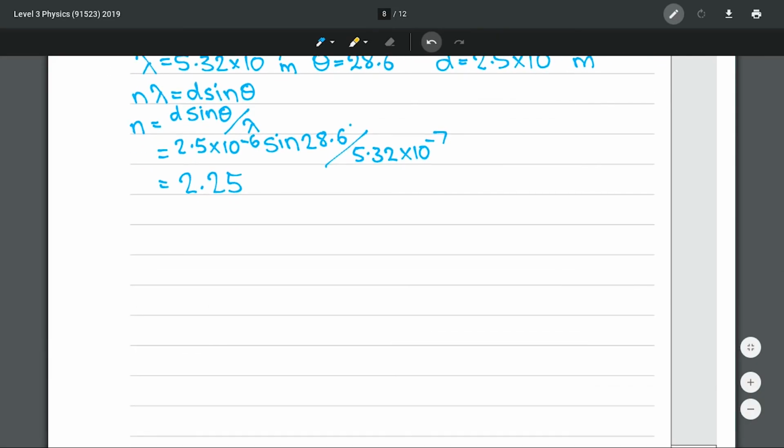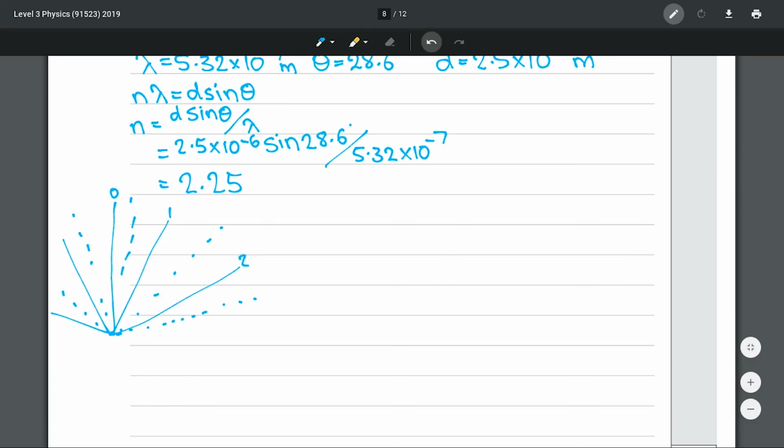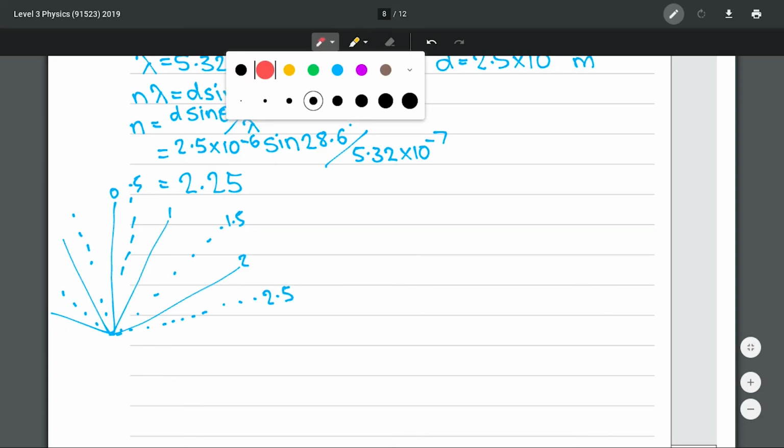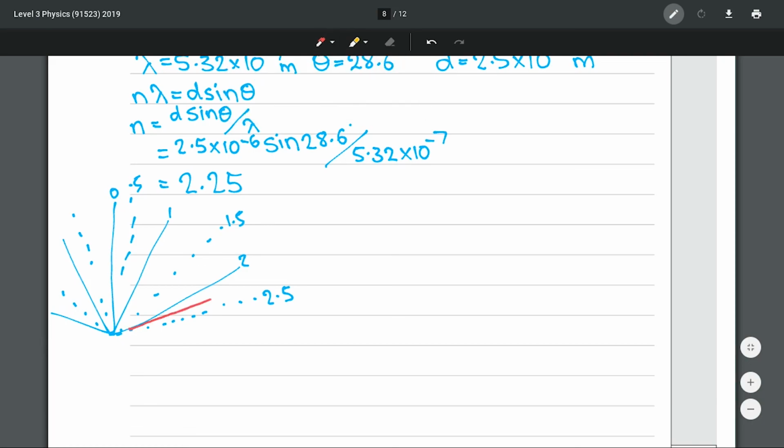So what that means, say if we have our pattern going like this, where we have our n equals 0, 1, 2, and the same on the other side, but we won't worry about that. Our nodal lines are going to be in between like this. Terrible drawing, but bear with me. Where this is 0.5, 1.5, and 2.5. Our 2.25 is going to be between 2 and 2.5, so somewhere there.